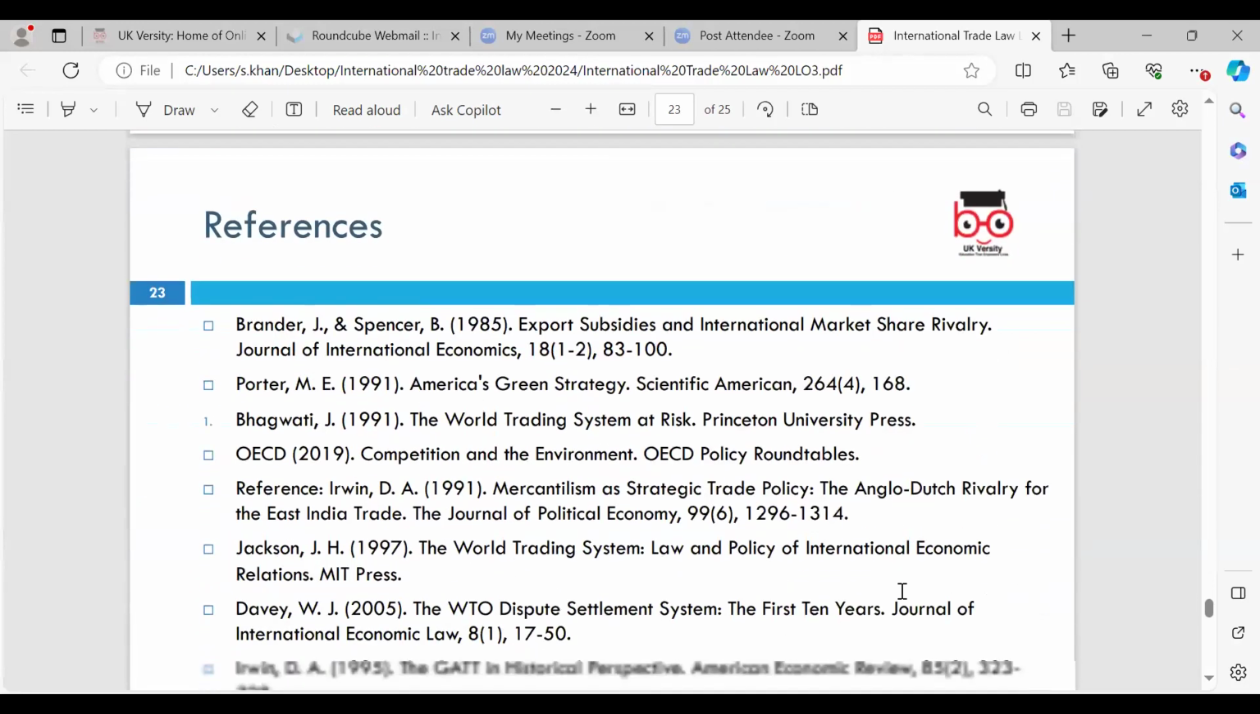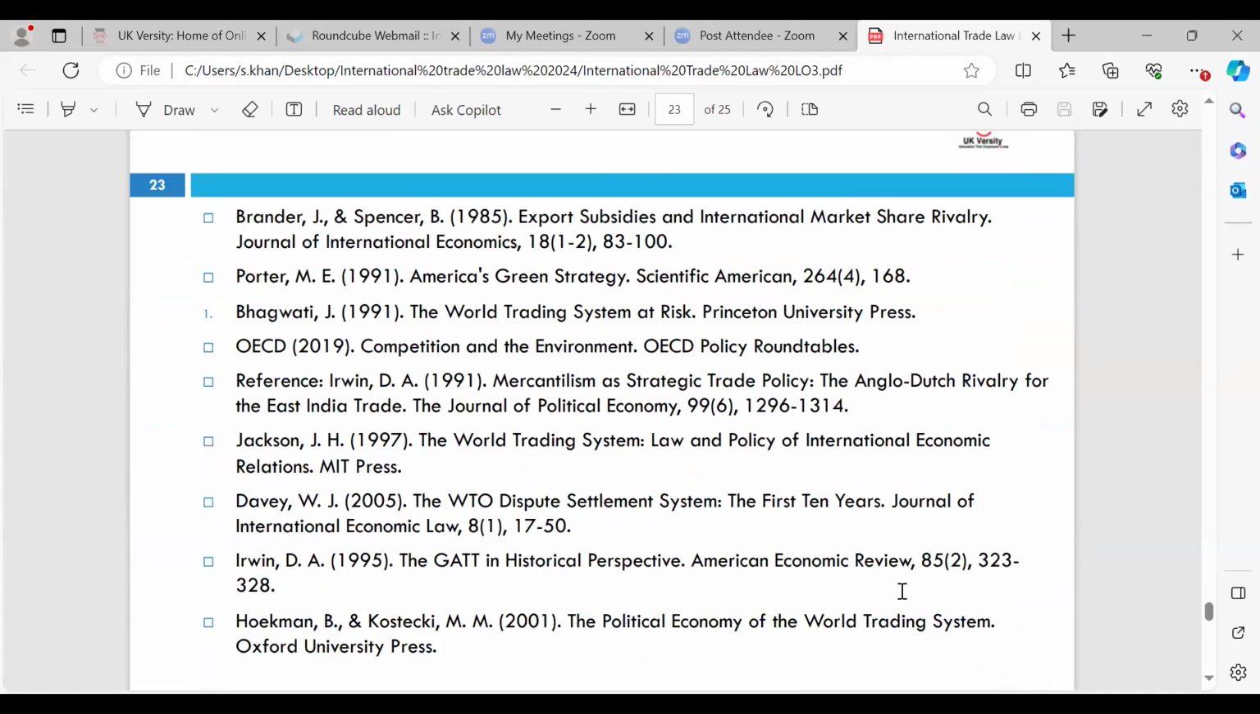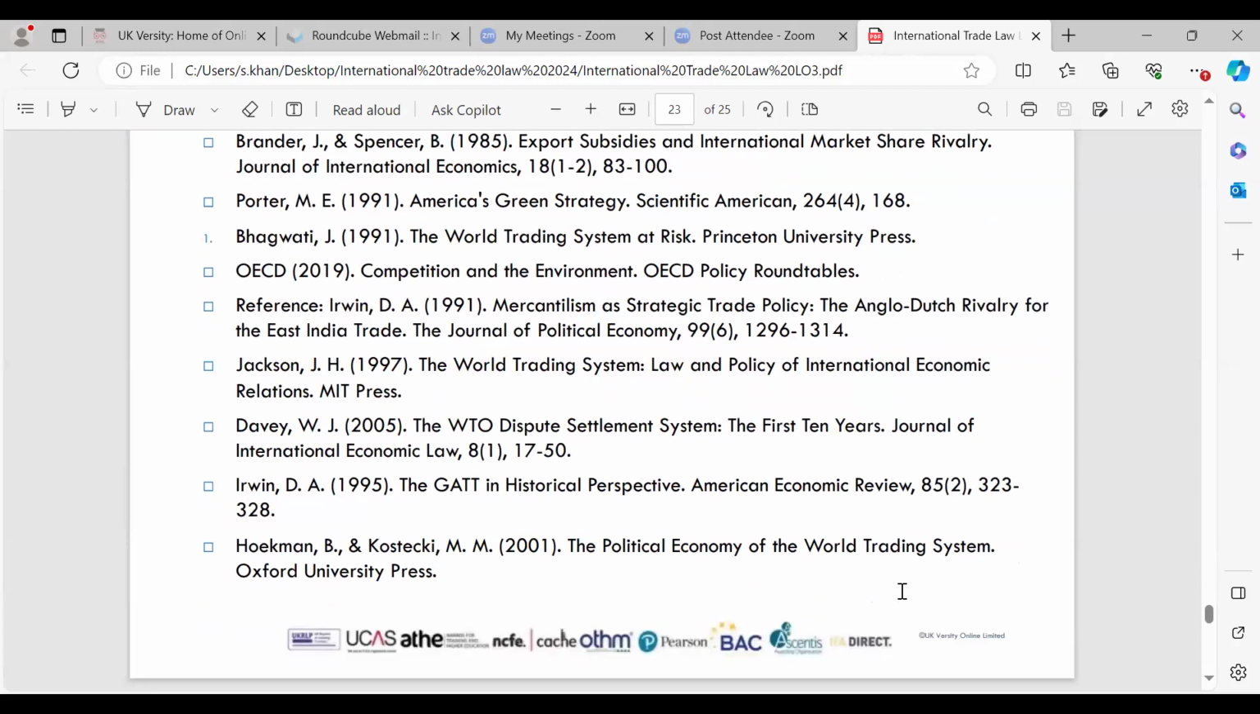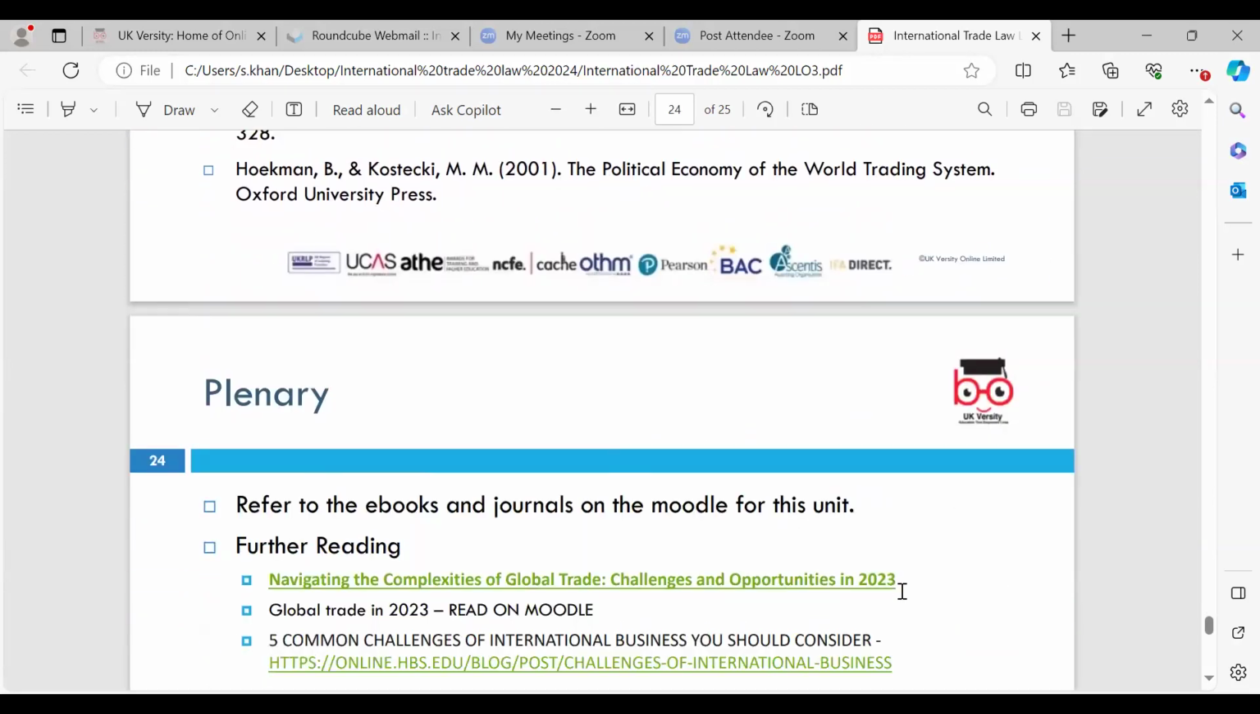So these are some of the references that we've used in today's session, which are Export Subsidies and International Market Share Rivalry, Journal of International Economics; America's Green Strategy, Scientific American; Bhagwati, the World Trading System at Risk; OECD in regards to competition and the environment; Irwin, Mercantilism as Strategic Trade Policy; Jackson, the World Trading System, Law and Policy of International Economic Relations; and David, the World Trade Dispute Settlement System with the historical perspective of GATT; Hawkman, the Political Economy of World Trading.